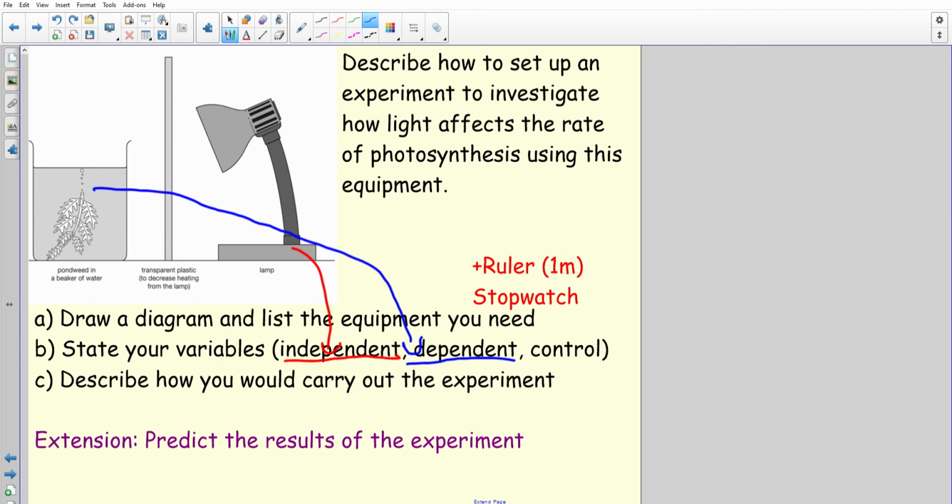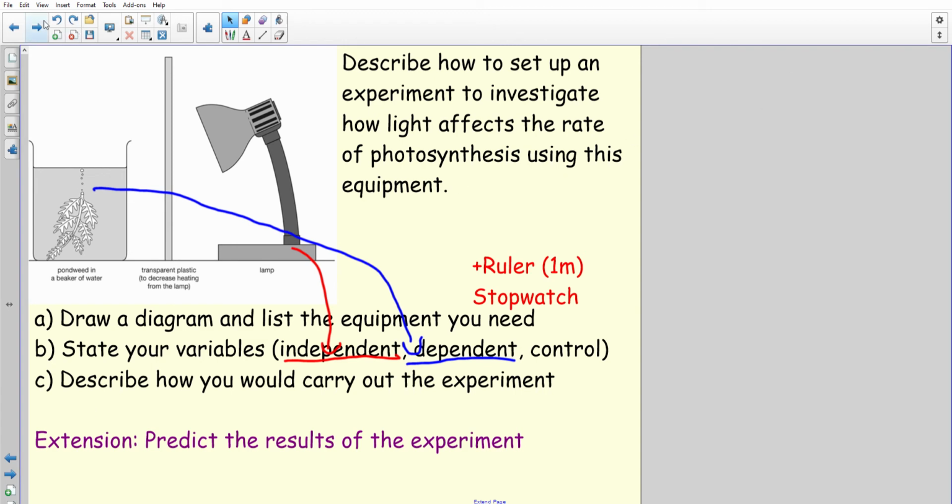And our control variable is going to be a couple of different things. I'm not going to write this all on, there's not going to be enough space. Our control variables are going to be the temperature, which we're going to keep the same by using the plastic, and we are going to try and keep the carbon dioxide levels the same, and also the light in the room the same by turning off all the lights. So your description of how you carry out the experiment, I can't really go through exactly what you're going to say, but it should be basically what I'd said before.